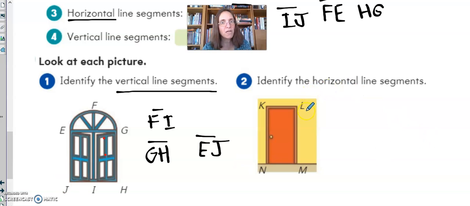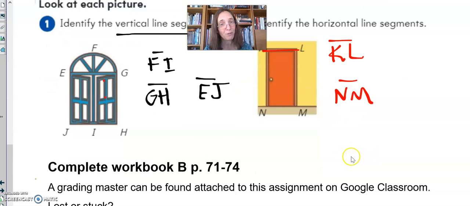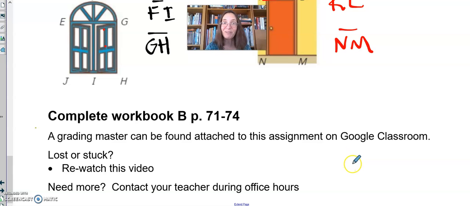Ooh, horizontal line segments on this door. Now we're going like the horizon back and forth. Definitely KL, that's the one my eyes found first. Again, the order doesn't matter. That's also why it's really good that you're going to grade this, because it can make my eyes get a little twitchy trying to grade everything. And what about NM down here? Yep, line segment NM. Or if you would prefer to call it MN, you go right ahead. That's all there is to it.